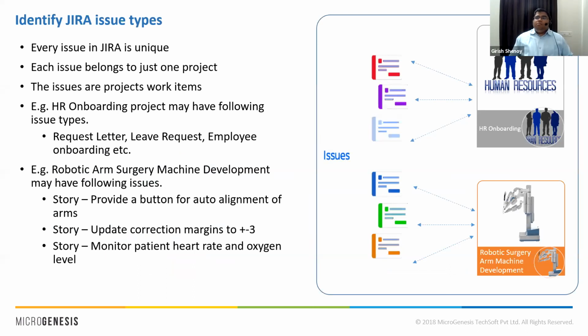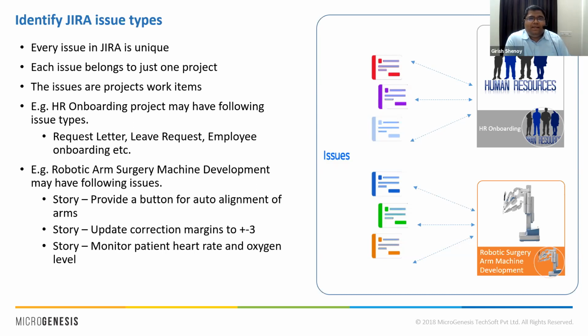Now, a project is associated with issue types. Like a software development project can have issue types such as story, epic, bugs, tasks, subtasks, right? You can call anything, right? For HR, you can have issue types like onboarding task or offboarding task, leave request. So you can have all these types of issue types.